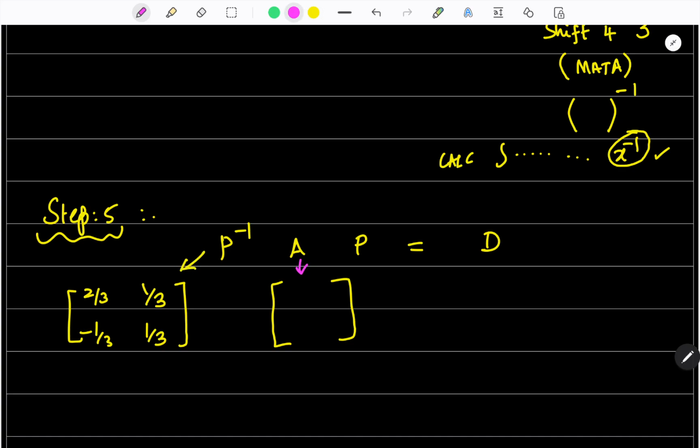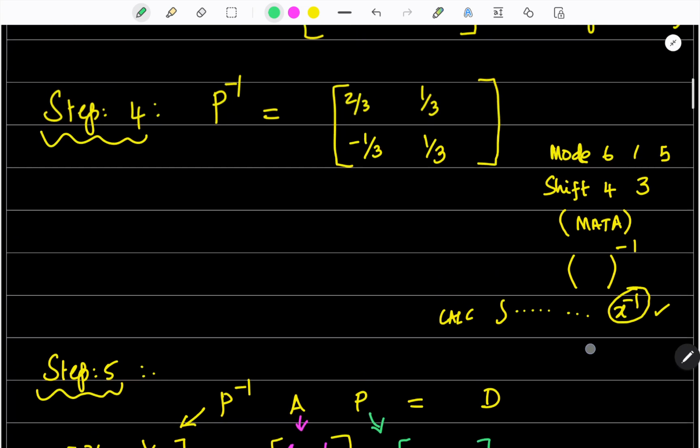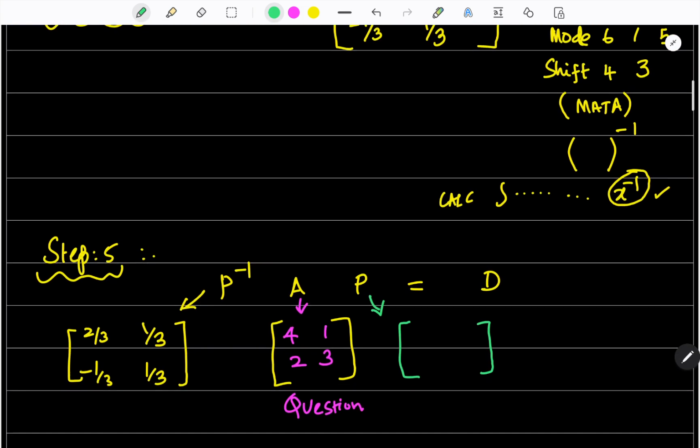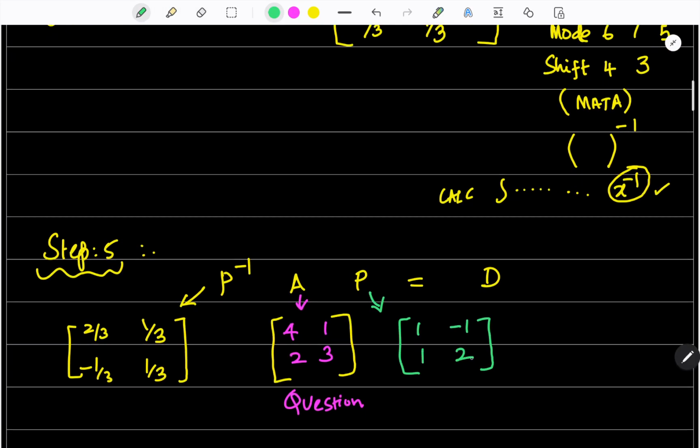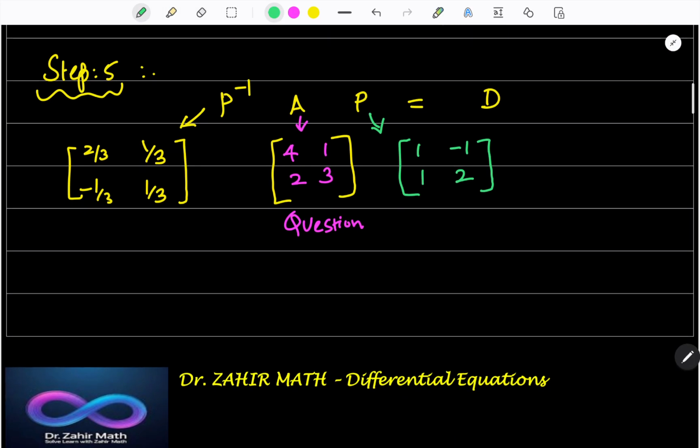And your A matrix is your question, which is 4, 1, 2, 3. This is the question given in the exam. And the next is the P matrix. The P matrix we created just now with the help of eigenvectors: 1, minus 1, 1, and then 2. So how do we do this in the calculator?